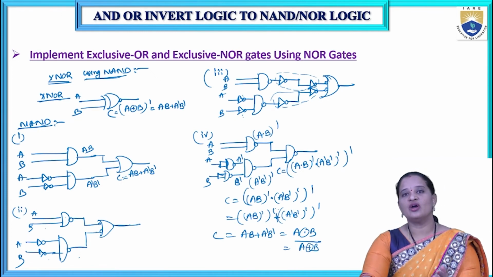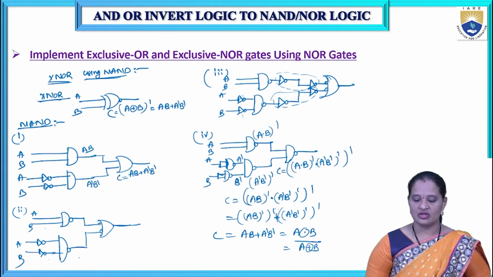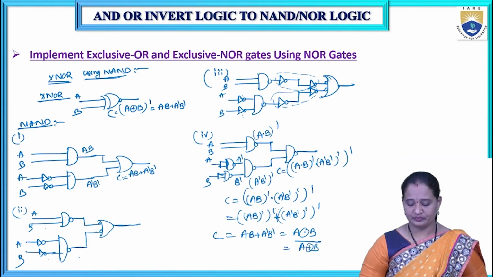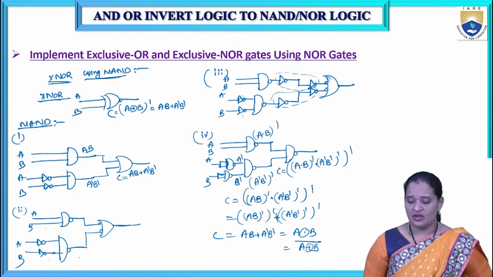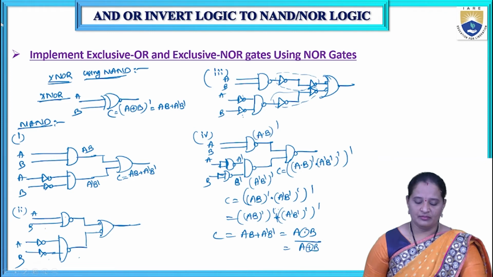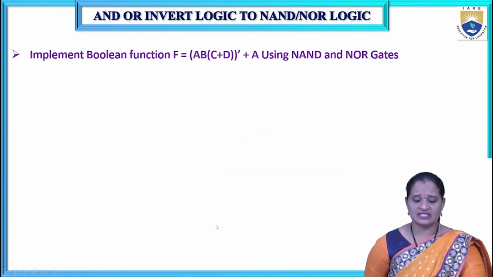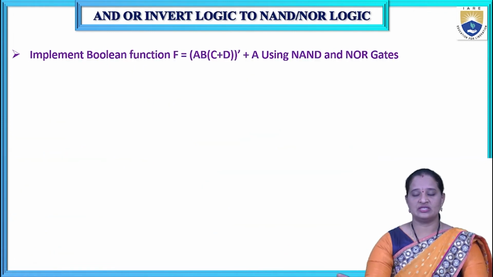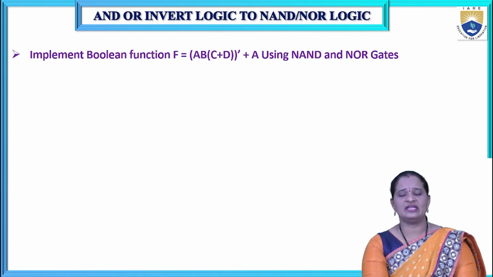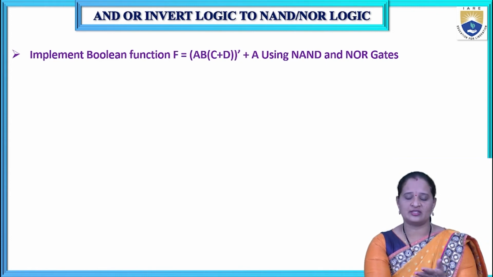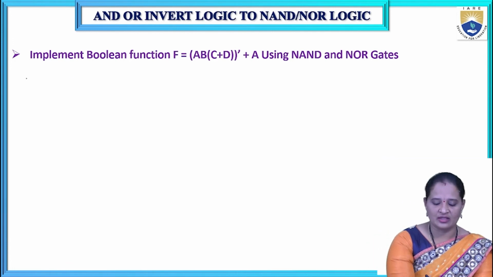So you try for NOR implementation of XNOR. So it is very easy. Okay. So now let us see. Let us take one example here. So this is the Boolean function. Not only logic gates, we can also implement any Boolean expression using NAND or NOR gates. So right. So now I'm taking the problem here.